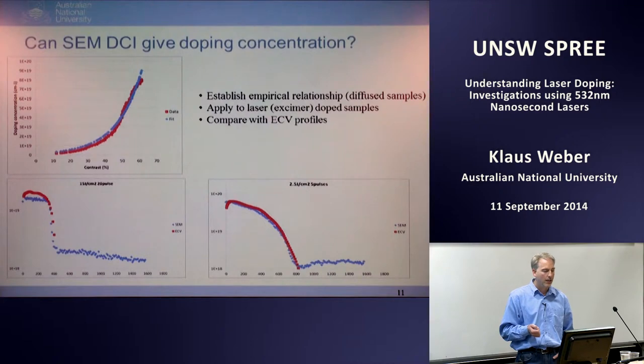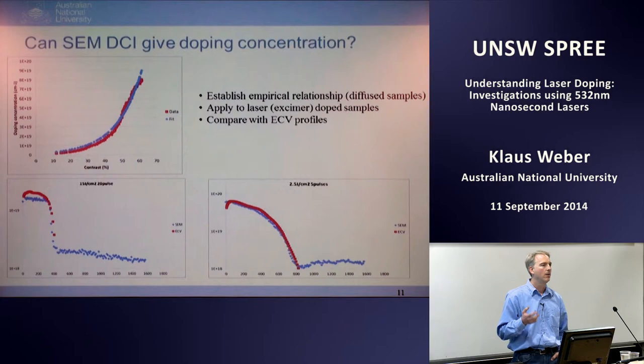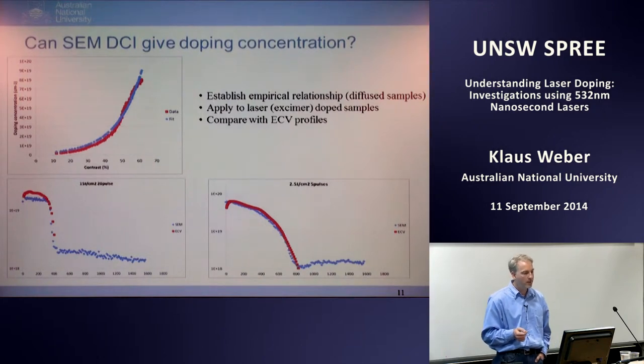When it comes to N-type doping, the situation is unfortunately much more complicated. In general, it's much more difficult to image N-type doping than it is to image P-type doping, and it's not really been possible to establish a quantitative relationship. So it seems that the contrast depends not just on the dopant density, but also on other factors, such as exactly where or how deep your doped region is and what the spatial distribution of dopants is. So it doesn't seem possible to establish a one-to-one relationship.